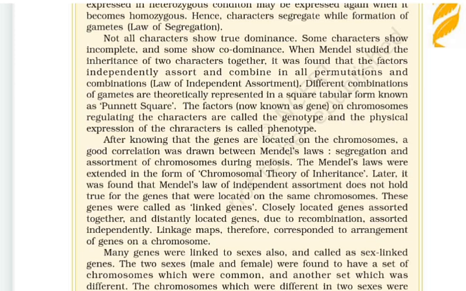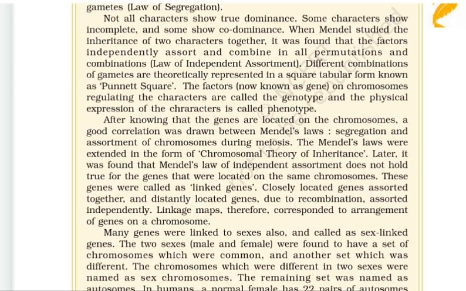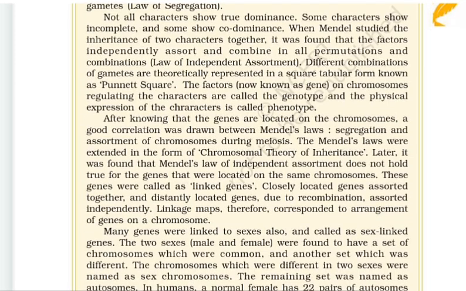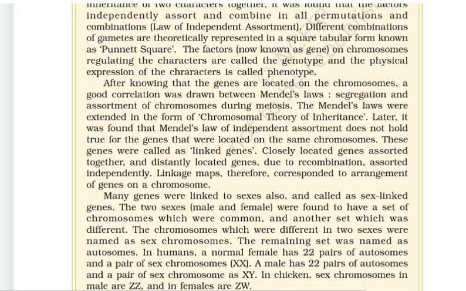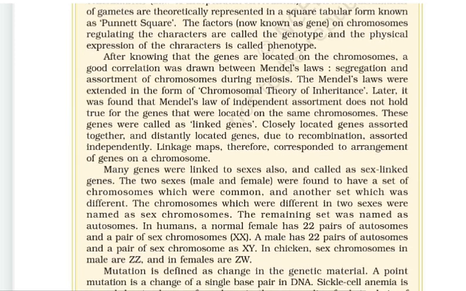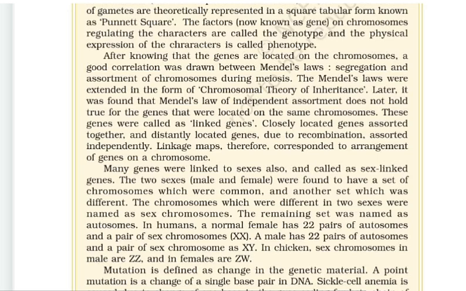Not all characters show true dominance. Some characters show incomplete dominance and some show codominance. When Mendel studied the inheritance of two characters together, it was found that the factors independently assort and combine in all permutations and combinations. That is the law of independent assortment. Different combinations of gametes are theoretically represented in a square tabular form known as the Punnett square.